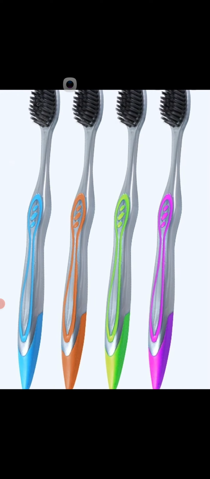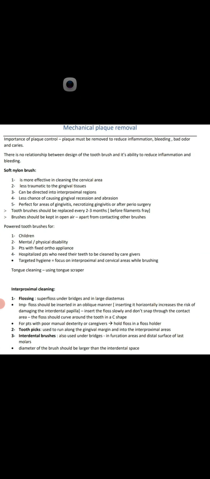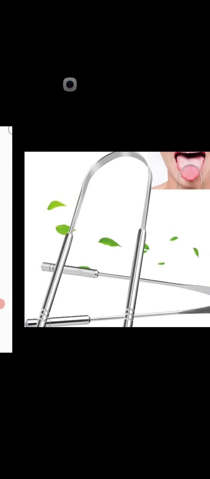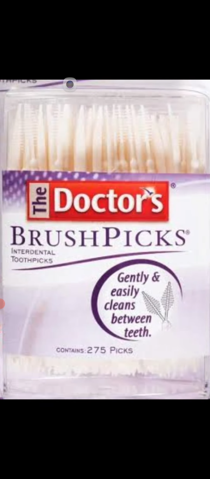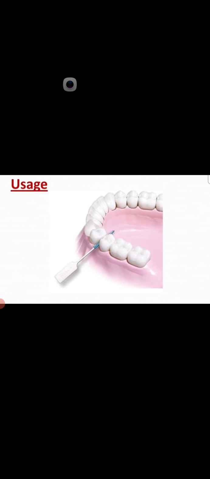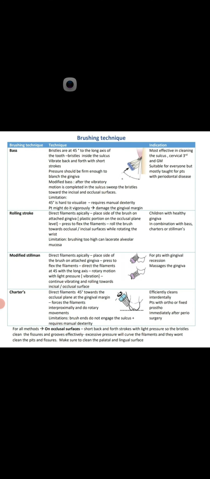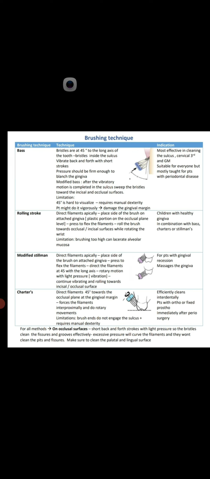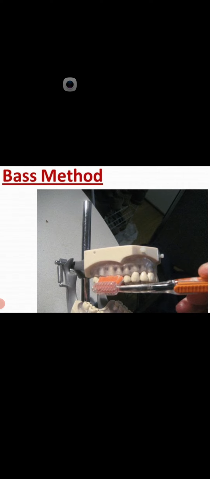Now in mechanical plaque control we will discuss soft nylon brush and power toothbrush and tongue scraper and interdental aids like floss, toothpicks and interdental brush and different brushing techniques, which is very important. In the last NLE exam, Fones method and Bass method MCQs came. Now we will discuss all these in detail.